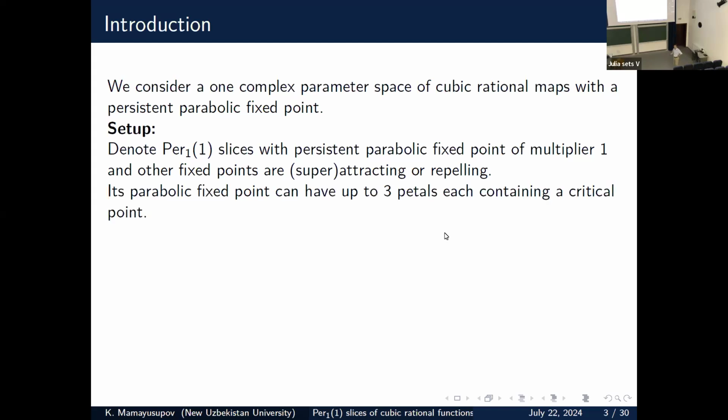If you have a cubic map, then you can have at most 3 petals. And each petal contains a critical point. I can show you some pictures if you want. So you have a parabolic fixed point, and you have an immediate basin, and here you have petal P, and you can also have another situation. We have 2 petals, for instance, and here you have some direction, and everybody wants to converge.